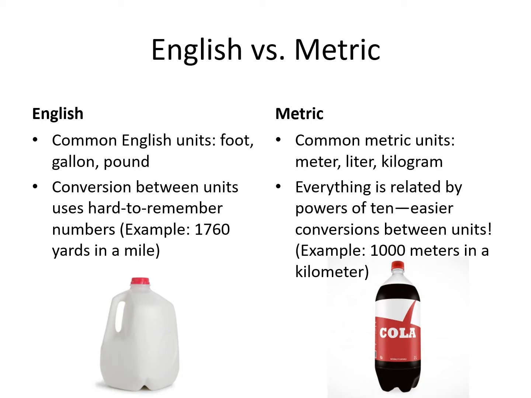The problem with the English system is that conversions are difficult and hard to remember. For example, memorizing that there are 1,760 yards in a mile is difficult. The metric system, on the other hand, has much easier conversions, all based on powers of 10. For example, there are 1,000 meters in a kilometer. Other common metric units include the liter and the kilogram.